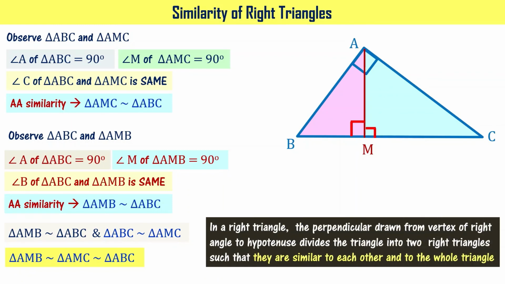Let's quickly recall the theorem based on similarity of right triangles. It is stated as: in a right triangle, the perpendicular drawn from the vertex of the right angle to the hypotenuse divides the triangle into two right triangles. That's what we have seen, right? Such that they are similar to each other and to the whole triangle. Please note this point.